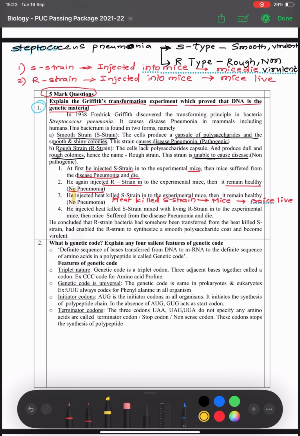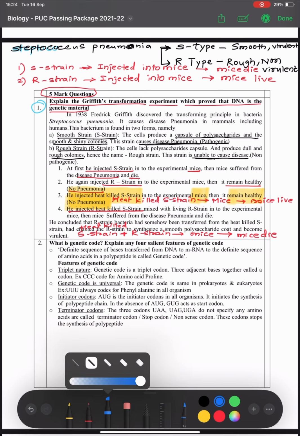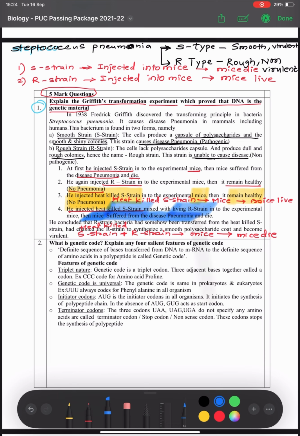In a fourth experiment, he did a different thing where he used heat-killed S strain combined with R strain. He injected heat-killed S strain plus R strain into a mouse. After injecting, the mouse died. Based on this experiment, he concluded that something is being transferred from the heat-killed S strain to the R strain, so that the mouse got a disease and died.